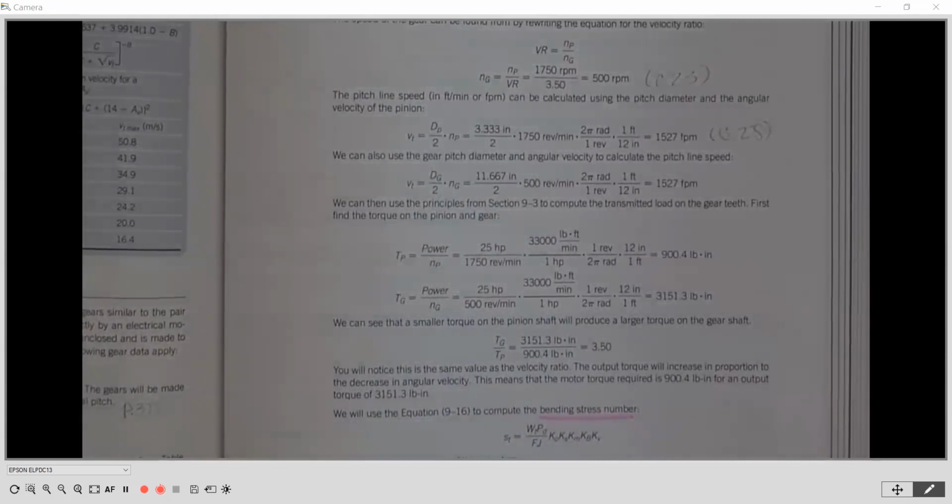Actually, you tell me, why is the torque greater on the gear? Why aren't those the same? We have 900 for the torque on the pinion. We have 3,151 for the torque on the gear. Why? What happened?